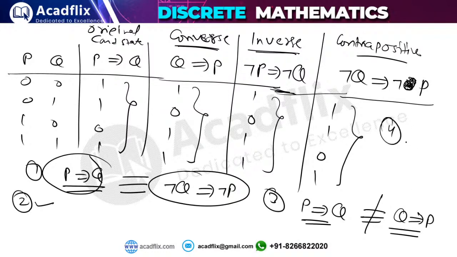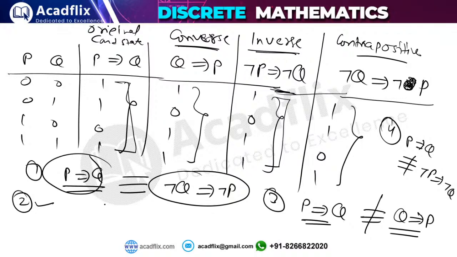The fourth thing you can observe is that this is the original conditional statement, 1 1 0 1, and this is the inverse, 1 0 1 1. So both are different. You can say that the original conditional statement is not equivalent to its inverse. So these are the facts you can observe from this truth table. Four or five facts you can derive from this table.